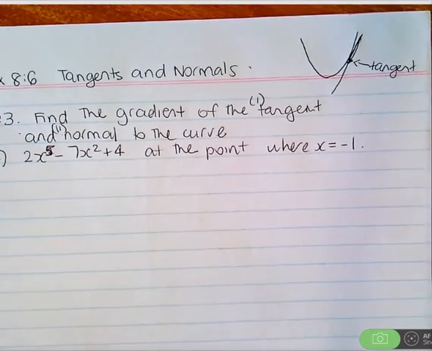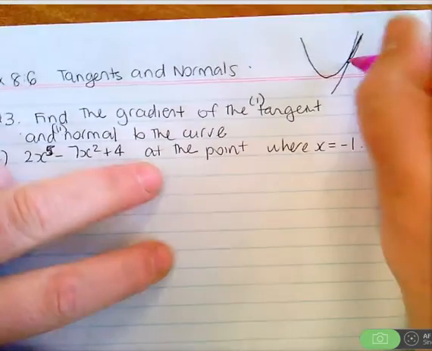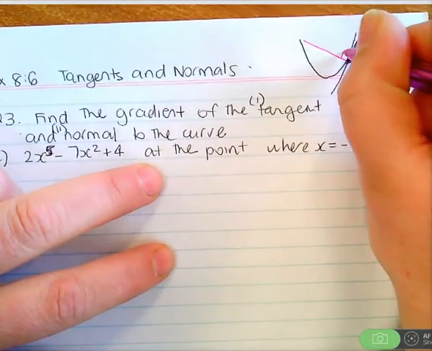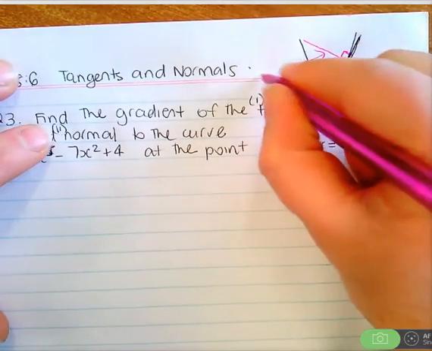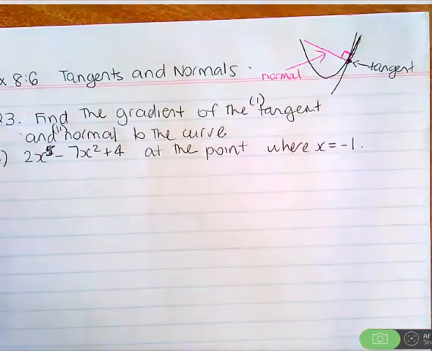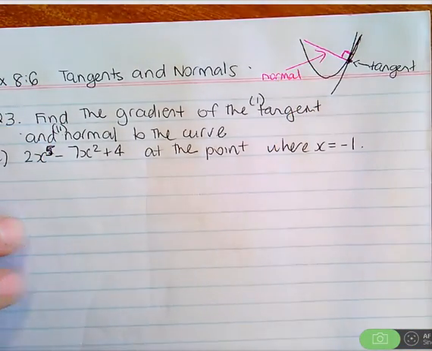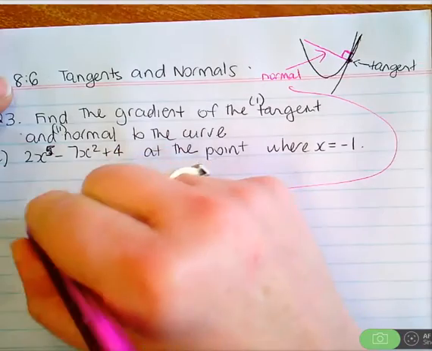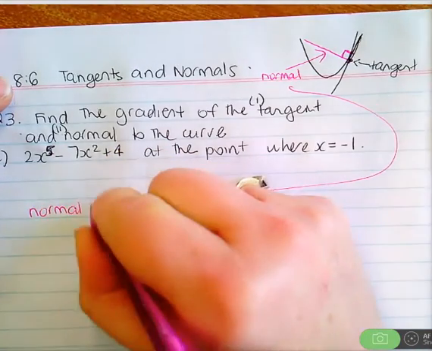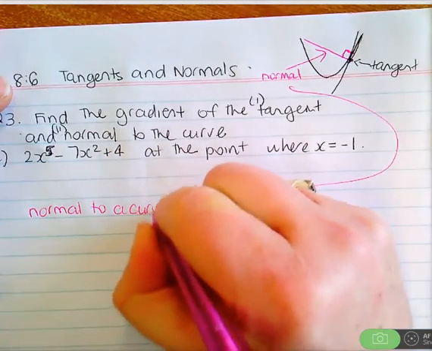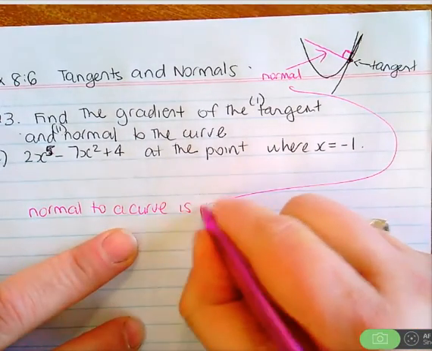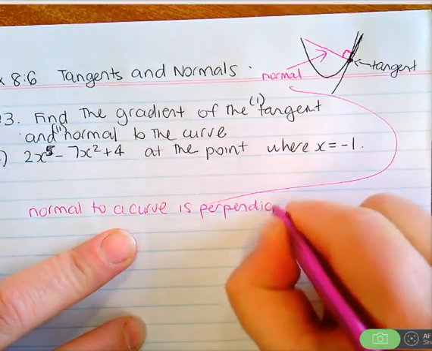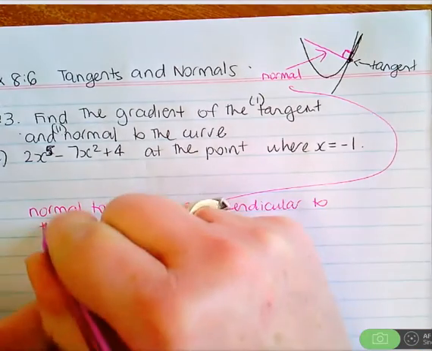Here, in pink. The tangent is in black. Here's the normal. The normal is in pink. So the normal is what? Perpendicular to the tangent. So I better put this down here. So I've got that the normal to a curve, you might want to put this at the top before we start. So the normal to a curve is perpendicular to the tangent.